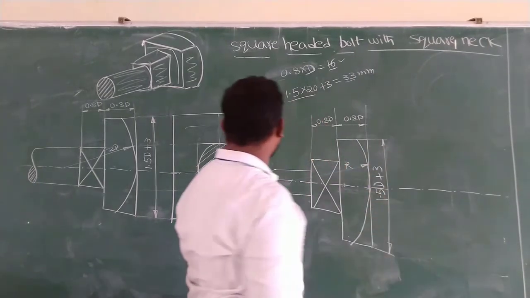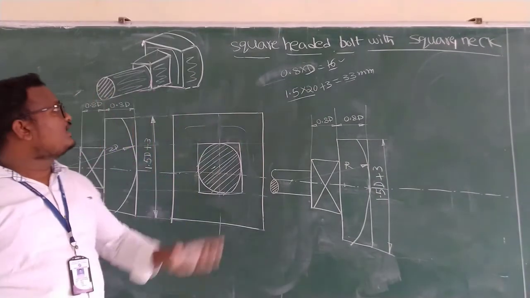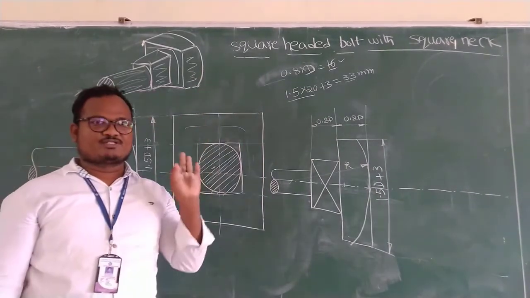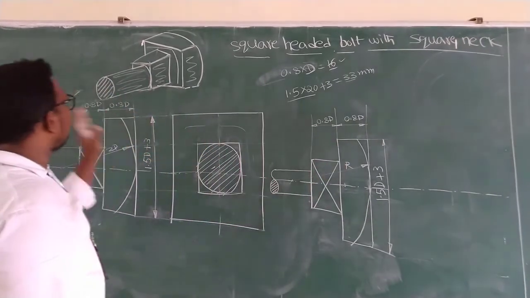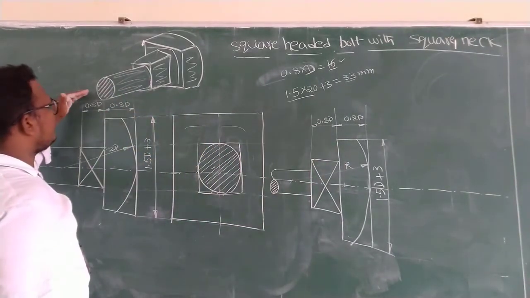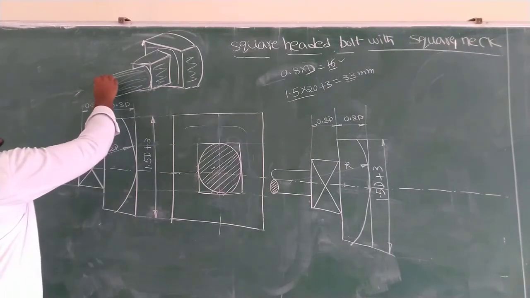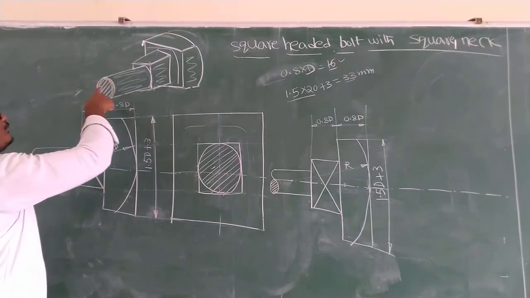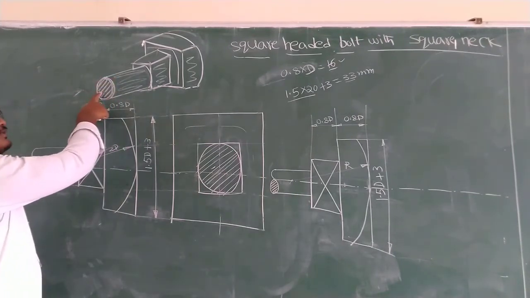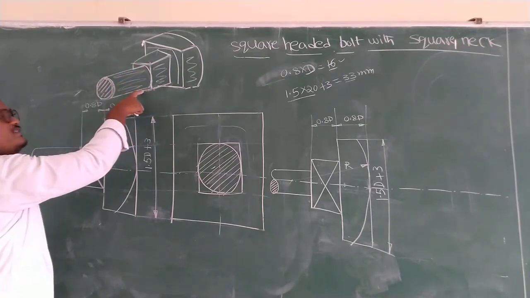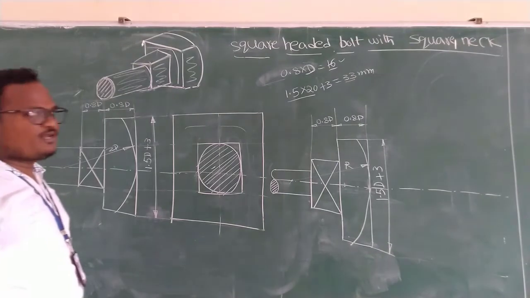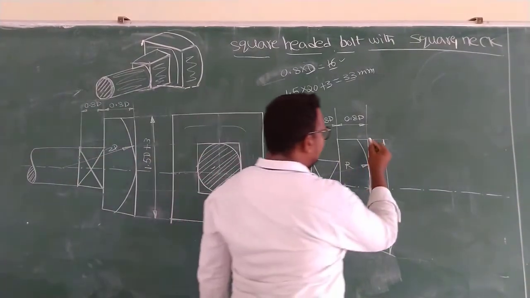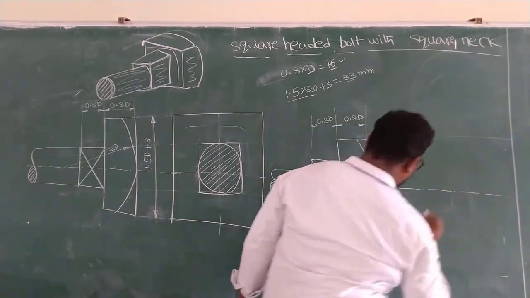So this is the front view of the square-headed bolt with square neck. So if you want to draw the side view, if you see from this direction, side view. Initially this circle part is visible. Next, this square neck is visible. After that, this square head also visible. Just project the head like this.